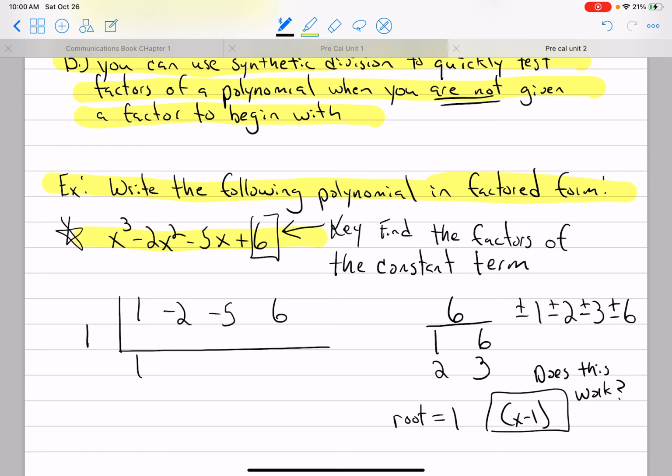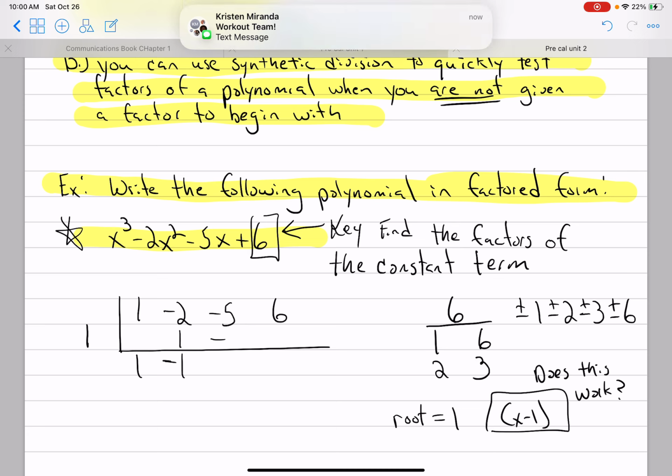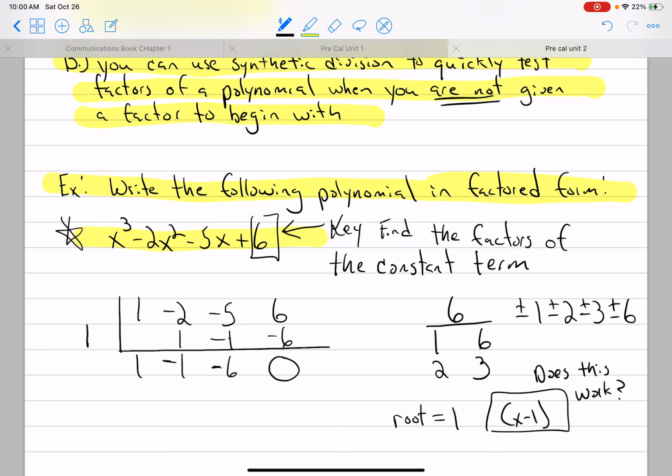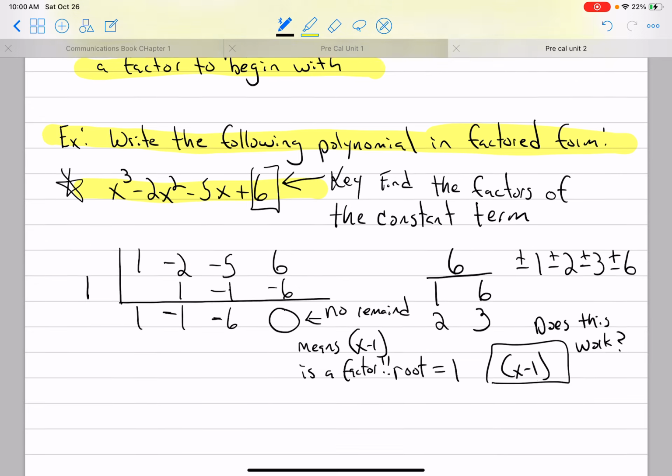All right? This becomes 1, so why don't you do your synthetic division? This becomes a 1, this becomes a 1. What is this? Minus 1 times negative 1 is negative 1. Minus 6 times 1 is negative 6. Oh, sniggity snap. Notice that there is no remainder, which means x minus 1 is a factor. Bang, bang. We got 1 on our first one.